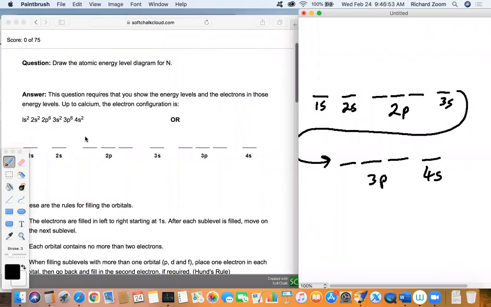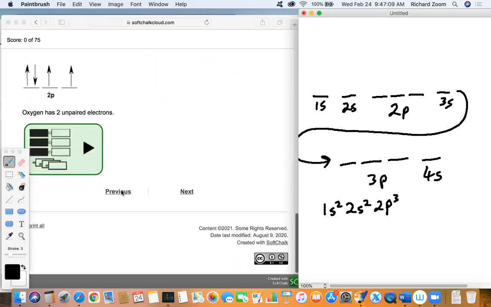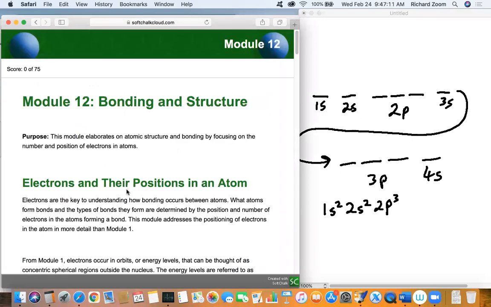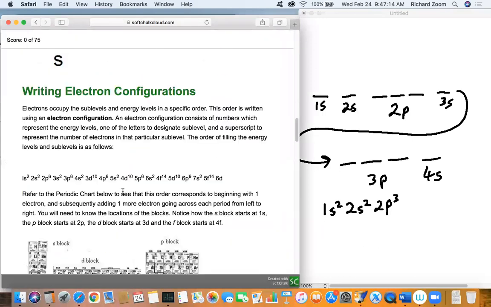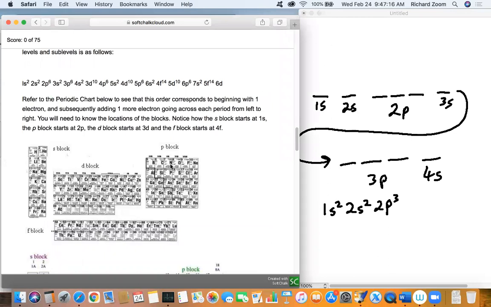Now if we've got nitrogen, nitrogen comes out to be 7. And that would be 1s2, 2s2, 2p3. And where I'm getting the 7 from, let's go back to the periodic table here. Nitrogen here is in the second row, and it's in the third position in the second level, which is the 2p level right here. And there's 3 of them there.